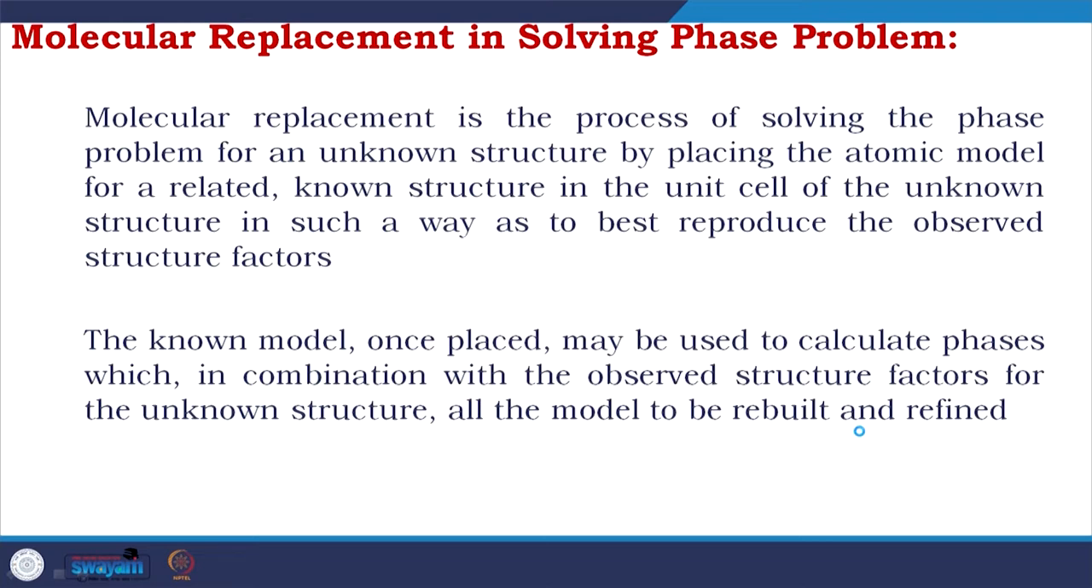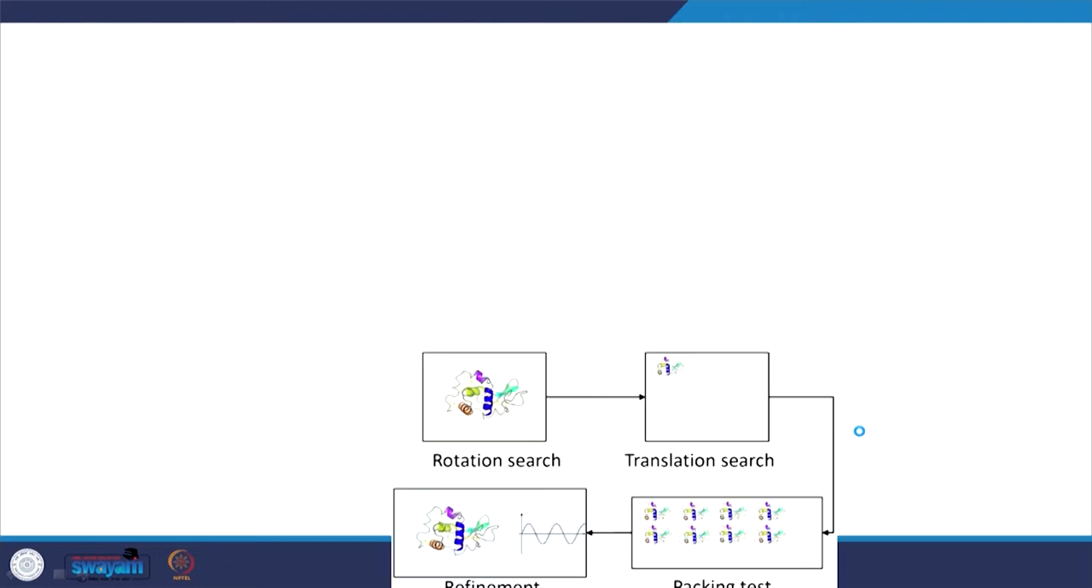So, from the experiment, you get the structure factor, you get the amplitude. Somehow, by doing the theoretical operation of rotation and translation, you fit that with the previously solved structure and get the phase and solve the new structure.